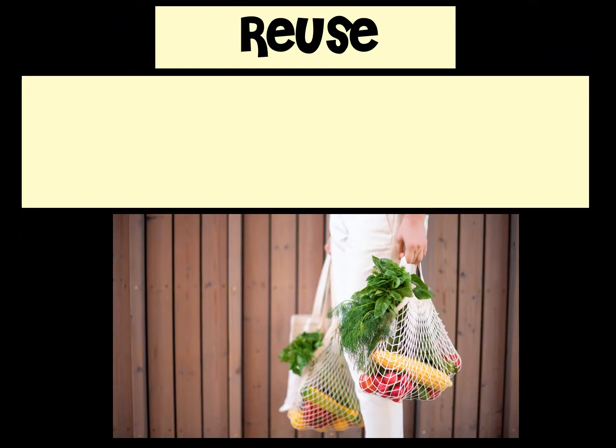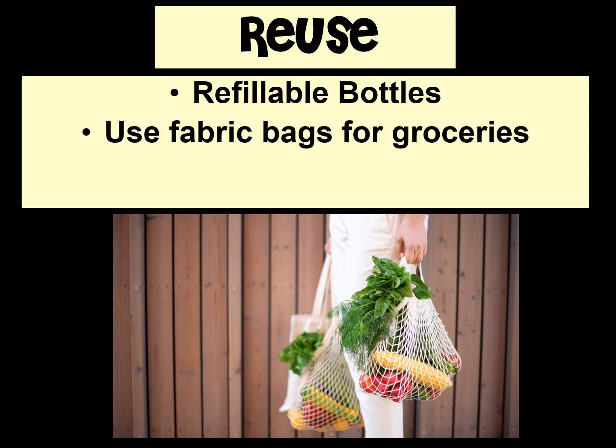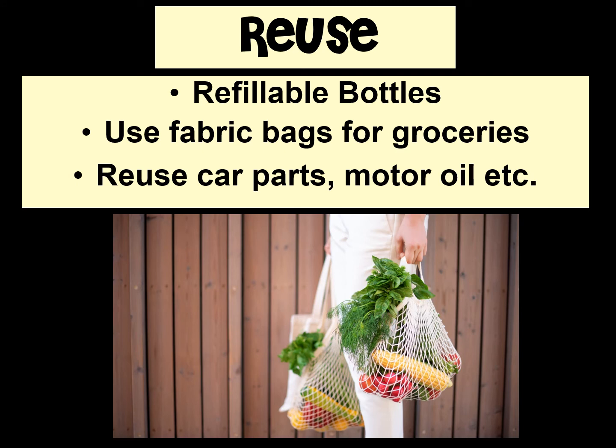The second step in integrated waste management is reuse. So there's a variety of techniques you can do to employ reuse: refillable bottles, reusable bottles. A lot of people here use fabric bags for groceries because we get charged if we use the plastic ones. And then also there's a big industry for reusing car parts, oil, things along that nature.